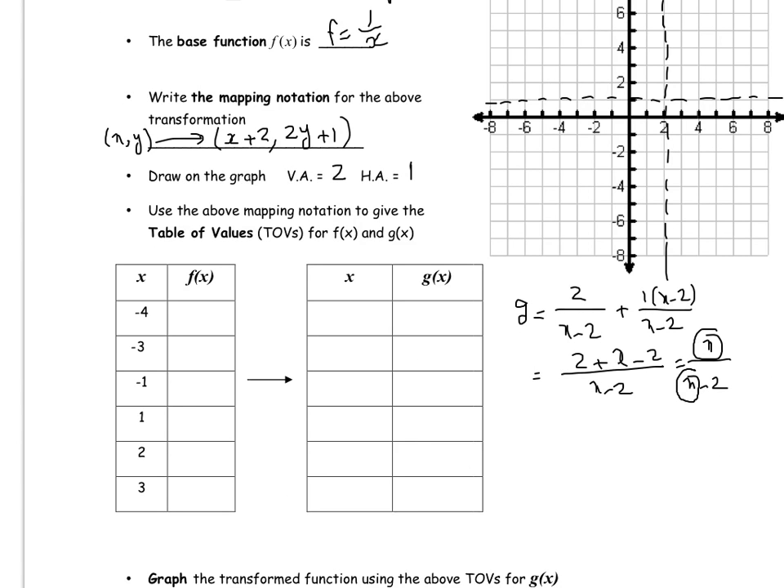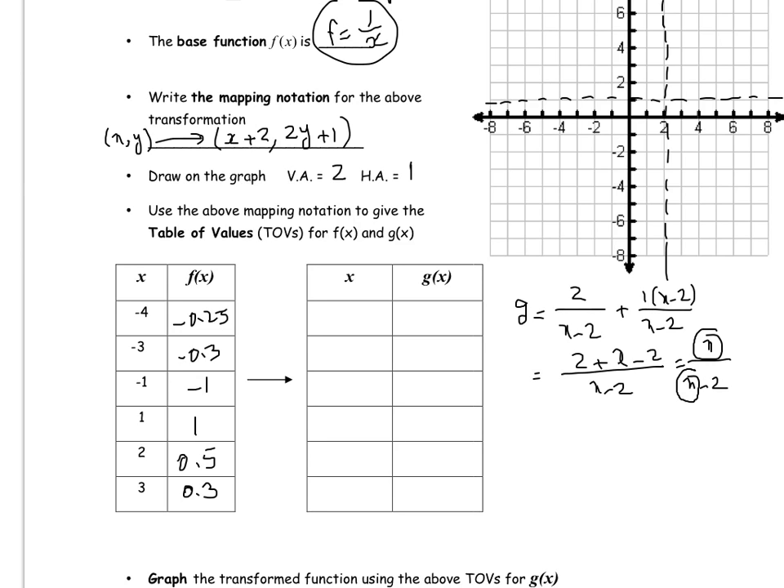Now we are supposed to fill in the table of values given and then plot the points. For the base function f of x, we are going to substitute x equals negative 4. If I put x equals negative 4 into this equation, I get negative 0.25. If I put negative 3, I get negative 0.3. If I put negative 1, I get negative 1. If I put 1, 1 over 1 is 1. Then for 2, 1 over 2 is 0.5. And then for 3, 1 over 3 is approximately 0.3.